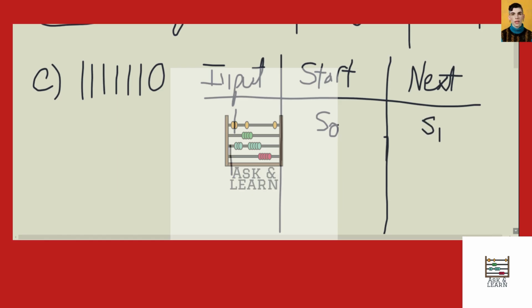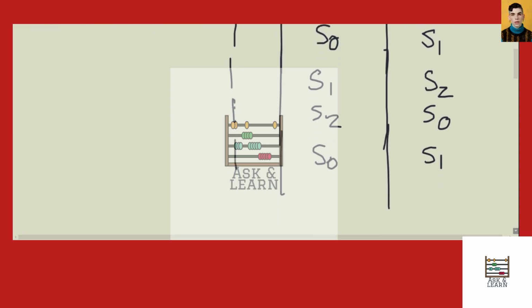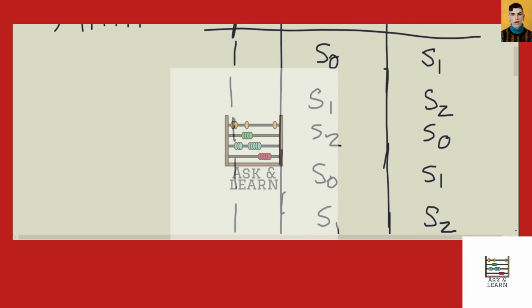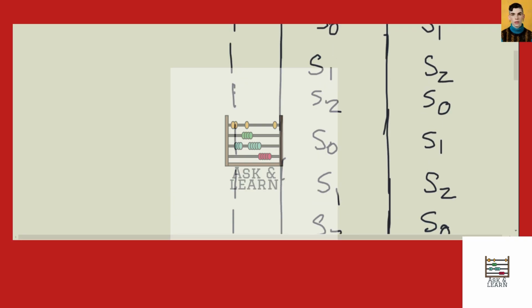Next input is 1. Start state is at S1. Next state is S2. The next input is 1. Start state is at S2, so the next state is S0. The next input is a 1. Start state is at S0, so the next state is at S1. The next input is a 1. The start state is at S1, so the next state is at S2. And the next input is a 1. The start state is at S2, so the next state is at S0.